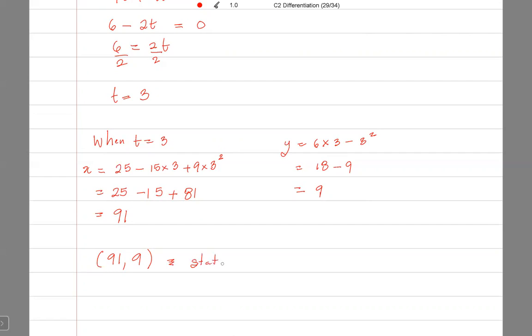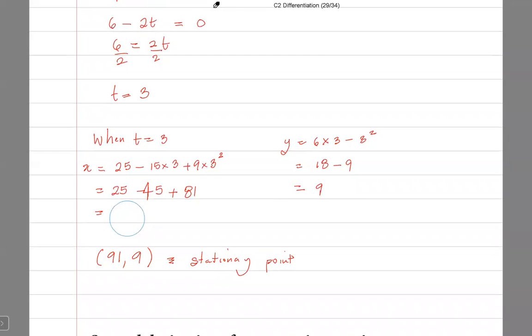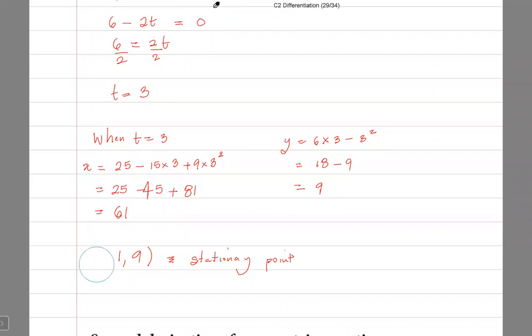Yes, when you multiply 15 by 3, you would get 45. Okay, you're correcting it. Why never correct me from earlier? But it's a good thing. So this would have been 25 minus 45 plus 81. This is 61. So 61 instead of 91. I think that's the only issue. So x is 61, y is 9, is the coordinate of the stationary point.